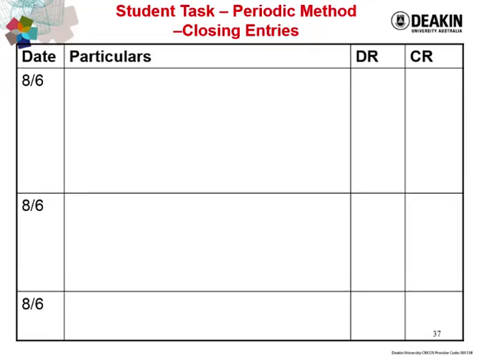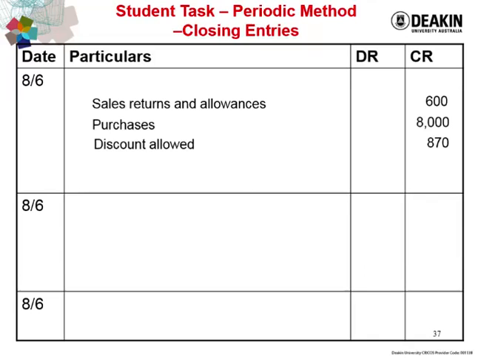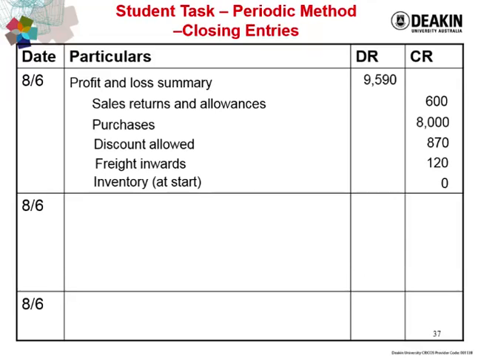First of all, we will close the opening inventory, expense and contra income accounts. So we credit sales returns and allowances $600. We credit purchase during the period 8k. We credit other expenses including discount allowed 870 and freight inwards 120. And we credit opening inventory. In this case, the opening inventory is not given, so we assume it to be 0. We then debit P&L summary the total 9590.